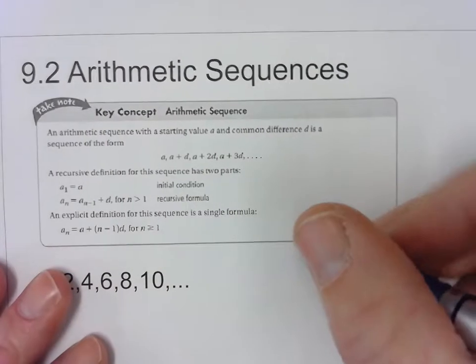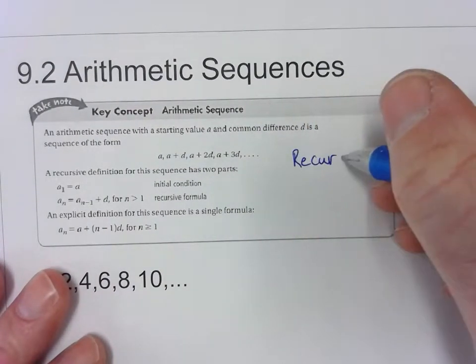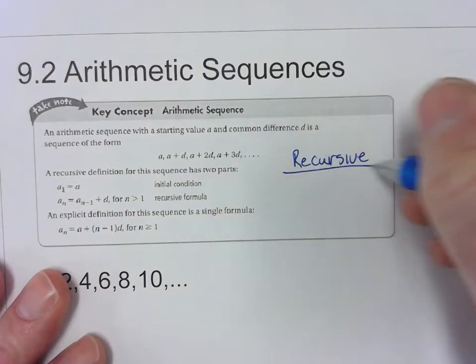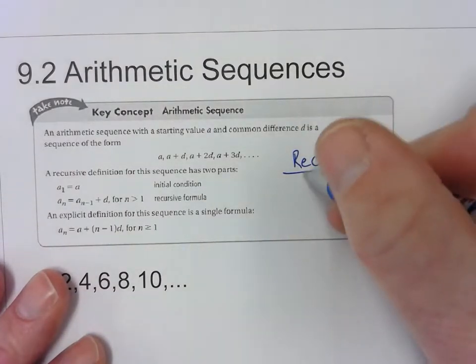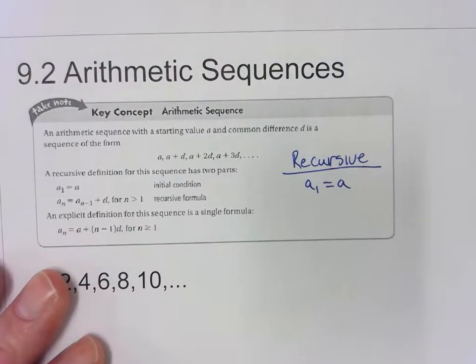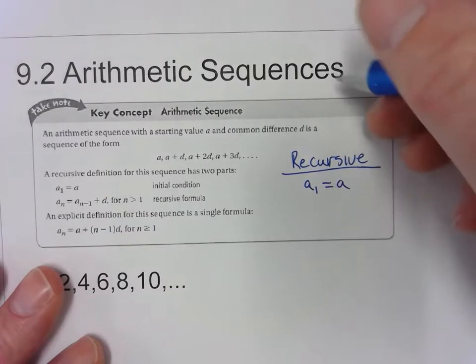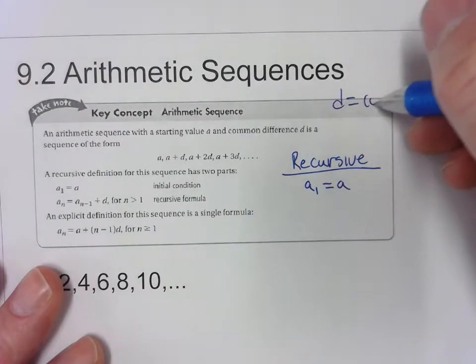So the first thing we're going to do is write out the recursive formula. For the recursive formula, you have to define the first term, which would be: the first term is equal to A. And then what are we doing to the first term? We're adding D to it every time. D is the common difference.